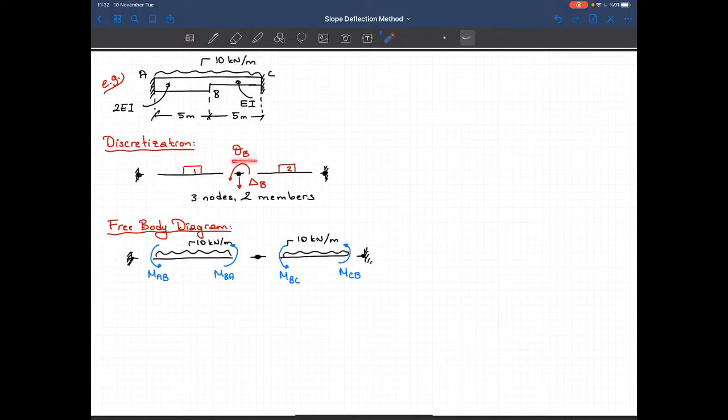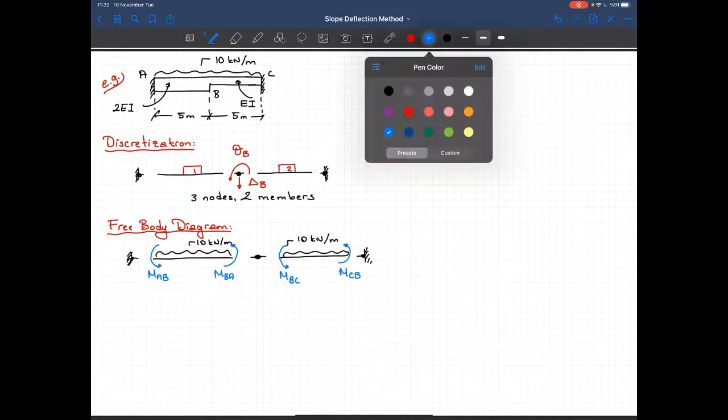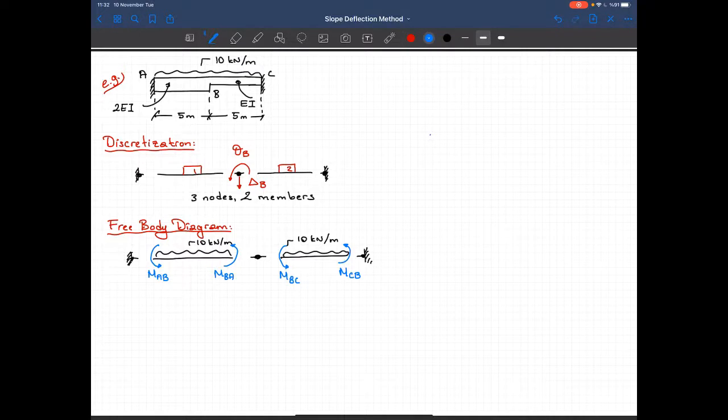Now I have a rotational degree of freedom and I have a translational degree of freedom. So for a rotational degree of freedom, I'll be looking for a moment equilibrium at point B. And for a translational degree of freedom, I should be looking for a shear equilibrium at B. So I will be needing the shears also. Let me use a different color for shear, sorry. I don't know the actual direction of the shear, I'm just showing that it is in the upward direction. So that's VBA, and again I'm showing it in the upward direction, that's VBC.